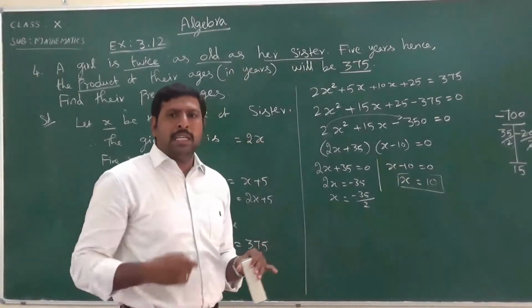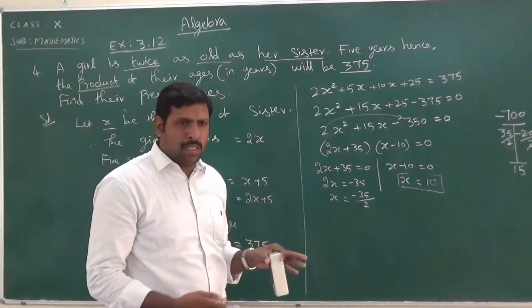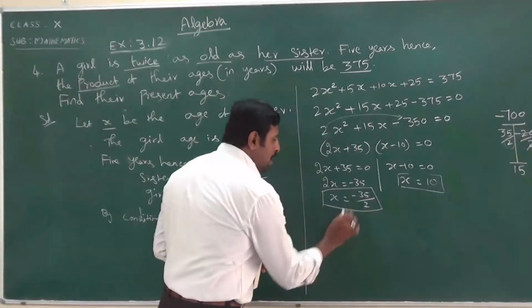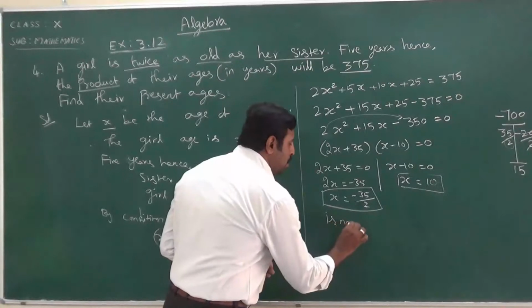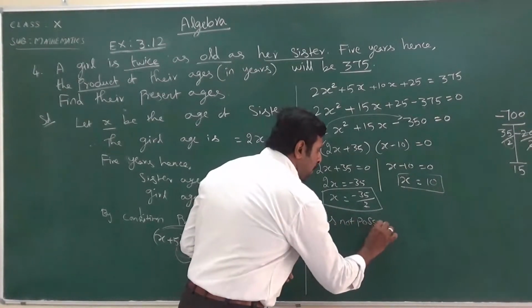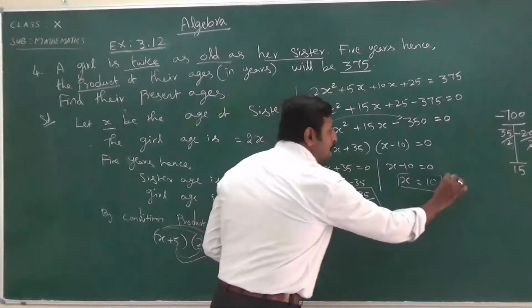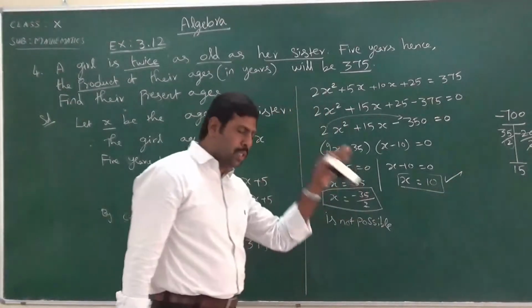We are calculating ages, like edges or distances. There is no negative value, so this is not possible. A negative value is not possible. So we take the value of x as 10.